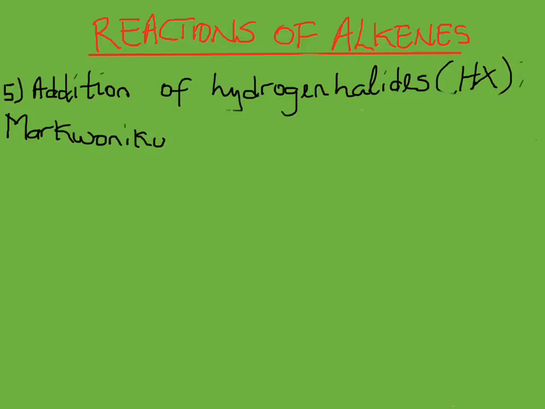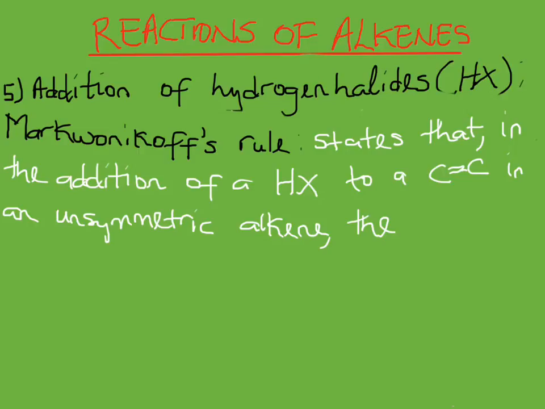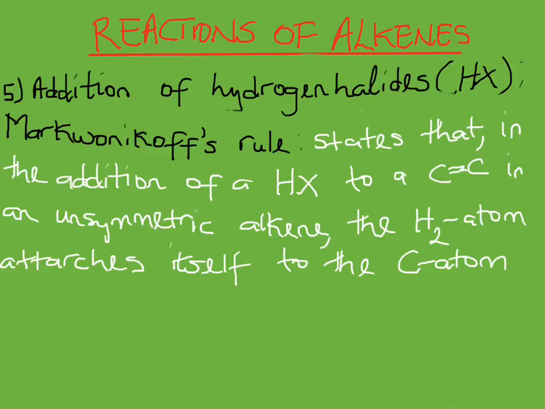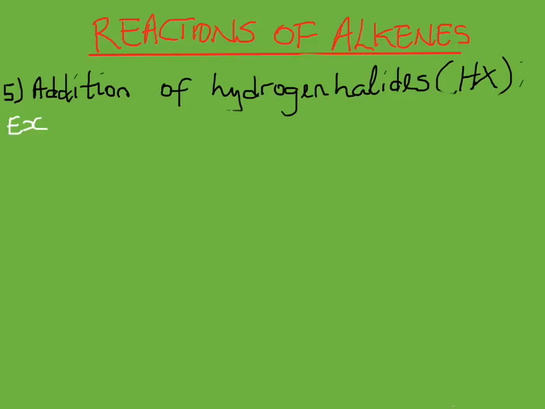And we said that addition of hydrogen halides to alkenes is determined by Markovnikov's rule. Markovnikov's rule states that in the addition of a hydrogen halide to a carbon-to-carbon double bond in an unsymmetric alkene, the hydrogen atom attaches itself to the carbon atom linked with the largest number of hydrogen atoms. Let's look at the example there.